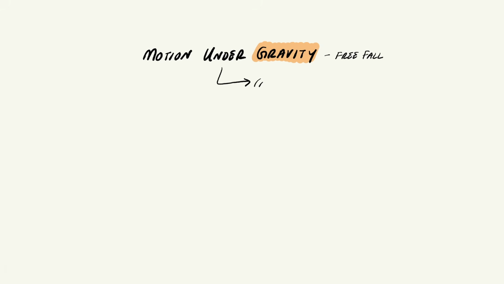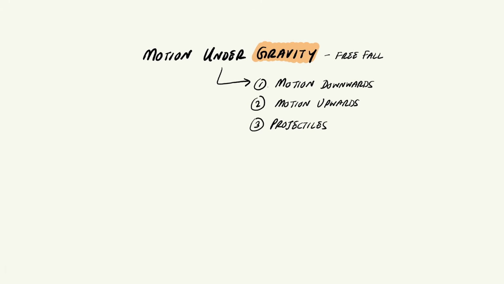Today, we're moving into a new topic, motion under gravity. You'll also hear this called free fall. The two names mean exactly the same thing. We're going to split this topic into three stages. Stage 1, motion downwards. Stage 2, motion upwards. And Stage 3, projectiles.